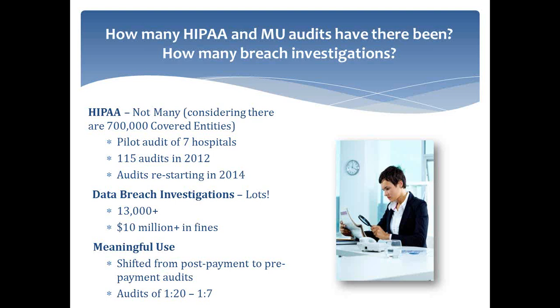So if you figure that every covered entity is going to have at least 2 business associates, we're looking at over 2 million potential audited entities. So the covered entities plus the business associates now would exceed 2 million. And like I said, in 2012, they did 115. There were none last year. It had to do with funding.